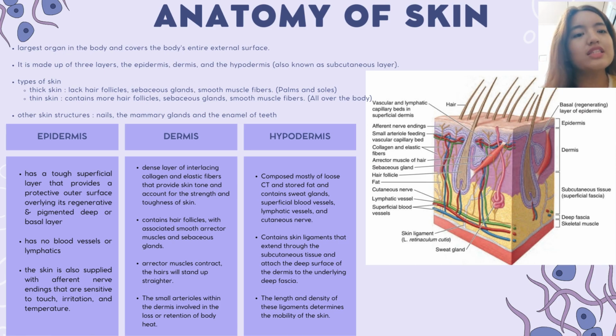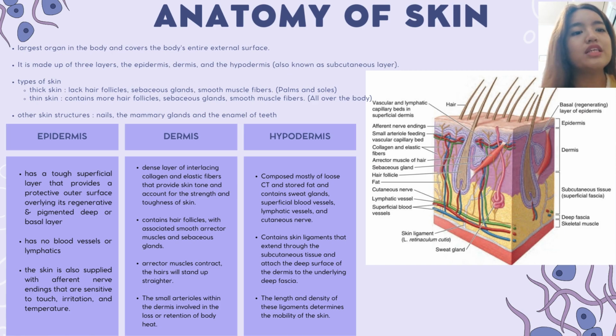Next, the dermis is the dense layer of interlacing collagen and elastic fibers that provide skin tone as well as strength to our skin. It contains hair follicles with smooth erector muscle and sebaceous glands. When the erector muscle contracts, our hairs will stand up straighter. And the small arterioles within the dermis are involved in the loss or retention of body heat. Next is the hypodermis.